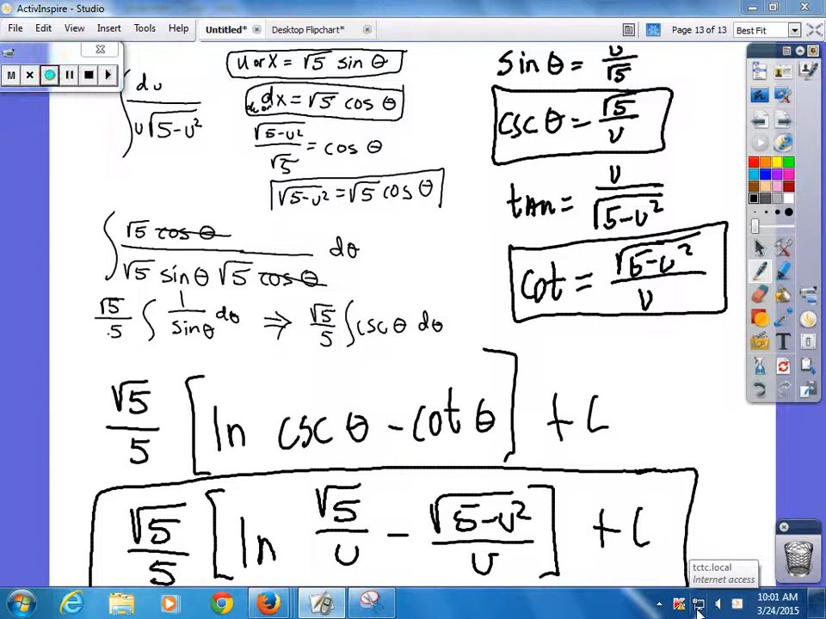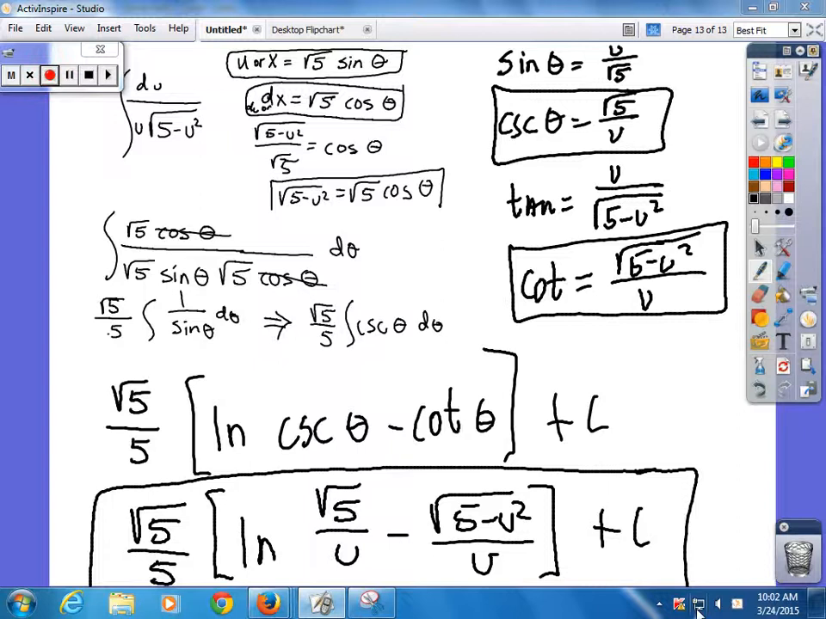du, what is du? Du is square root of 5 cosine of theta. Square root of 5 sine of theta. Did you cancel the cosine? Uh-huh. Did you not just cancel the square root of 5 cosine and the square root of 5? Well, see, I just brought here.